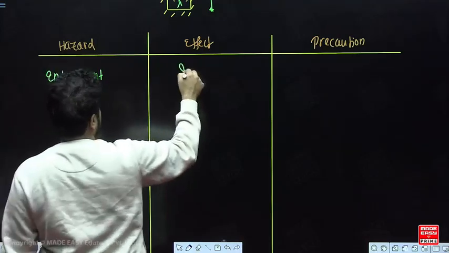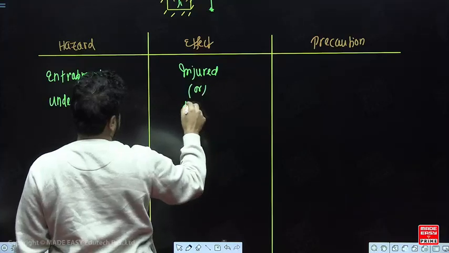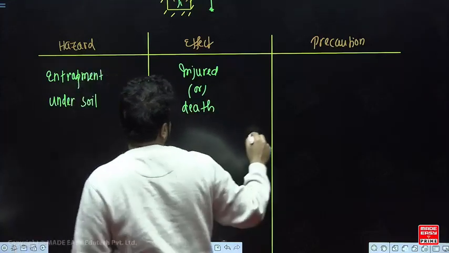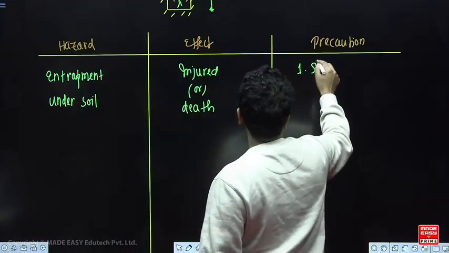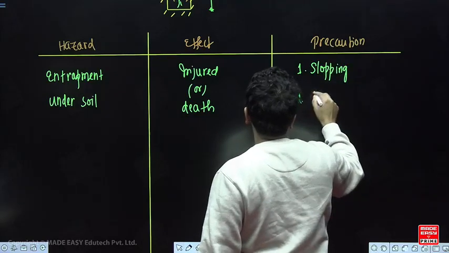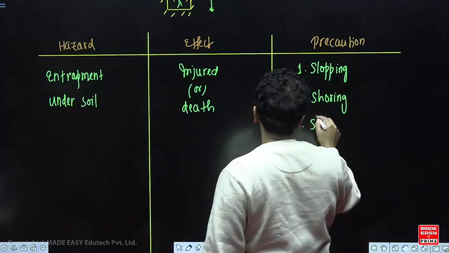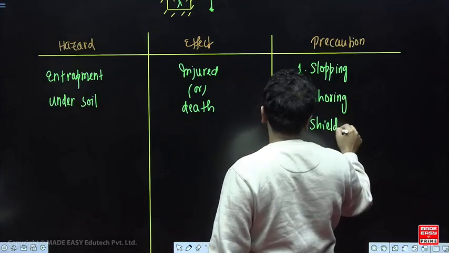तो आदमी इंजर्ड भी हो सकता है या फिर डेथ भी हो सकता है ड्यू टू सफोकेशन. So what is the precaution? The first one is called sloping. If possible, you slope it, or shoring, or shielding. These are the three things that you have to do.